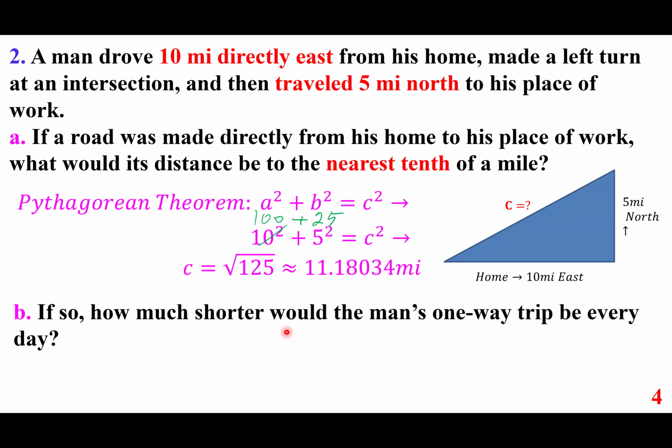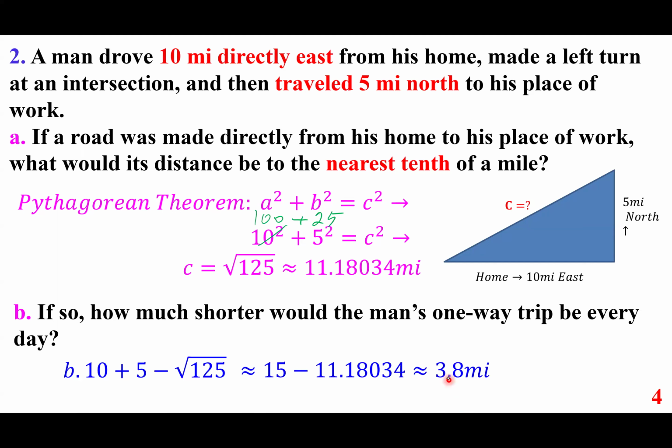Now, how much shorter would the man's one-way trip be every day if he could go this way instead of this way? Well, going the long way we go 10 plus 5, which is 15 miles. The difference between the sum of these two and this number is the exact answer again. But at this point, we want to answer it roughly. So this is 15, this is about 11.2. So we get about 3.8 miles, roughly.